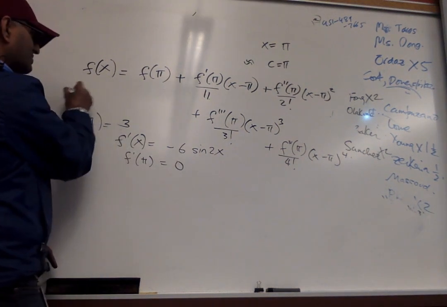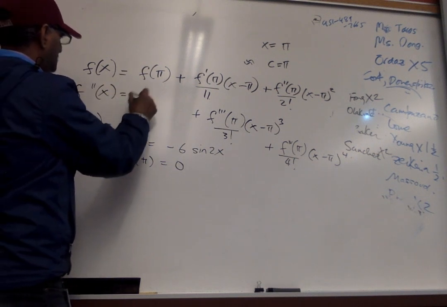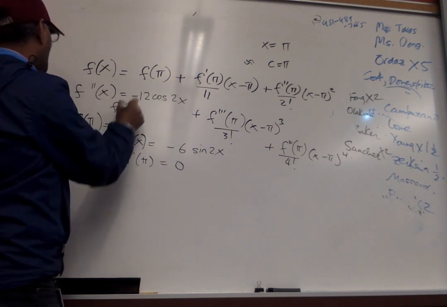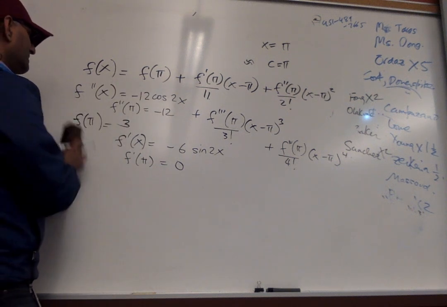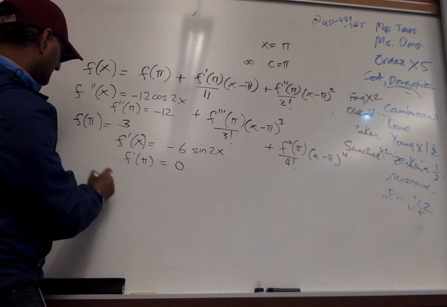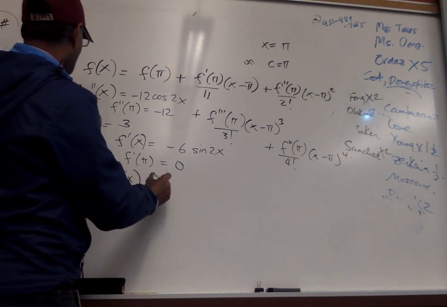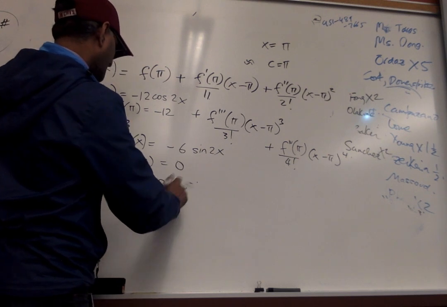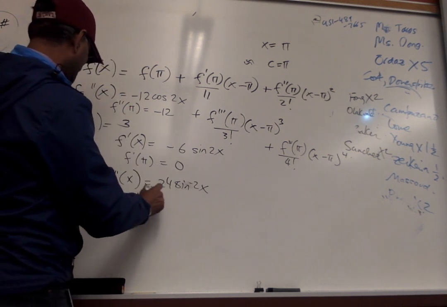Let's do f double dash of x. Negative 12 cos 2x. Therefore, f double dash of pi is negative 12. Very good. Cos 2 pi is 1. Let's find the third derivative. f triple dash of x is positive 24 sine 2x. Therefore, f triple dash of pi is 0.